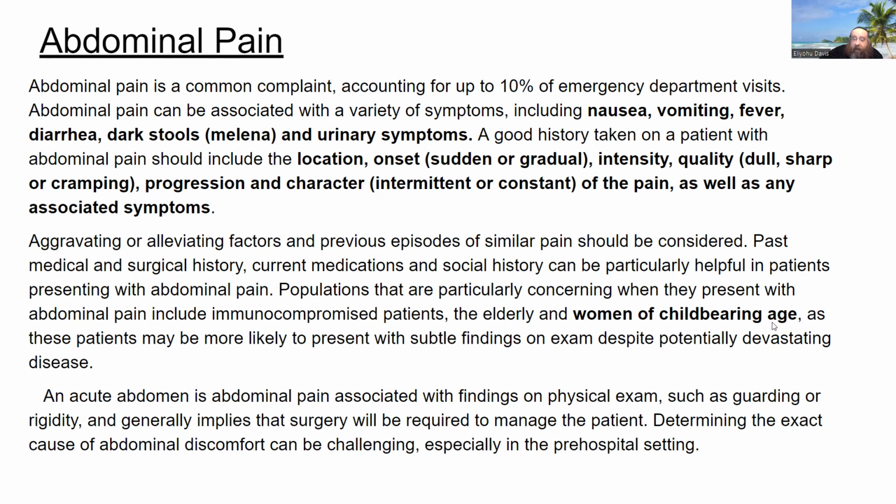Women of childbearing age, we have to always think of possible ectopic pregnancy, which is a pregnancy outside of the uterus, somewhere else. Ectopic is a word that means in the wrong place. That would be 6 to 8 weeks after the last period. No, it could be even three or four weeks. Don't have to wait that long.